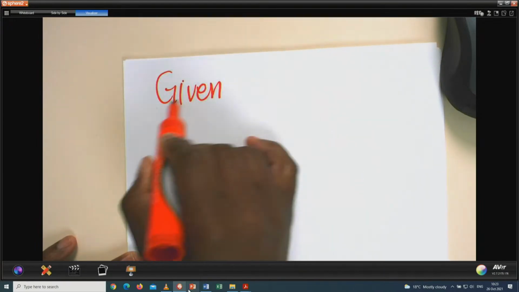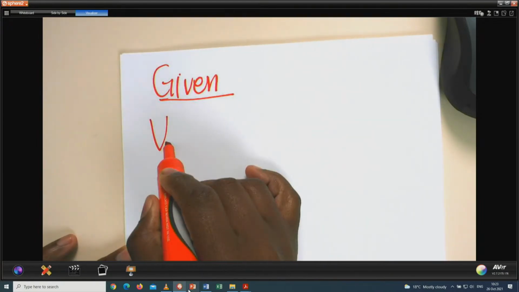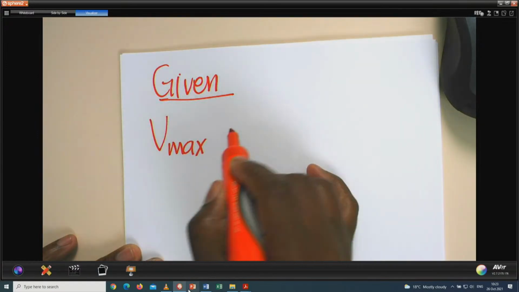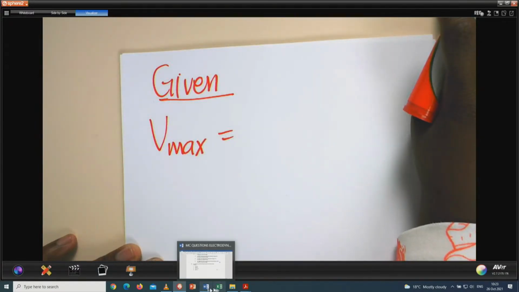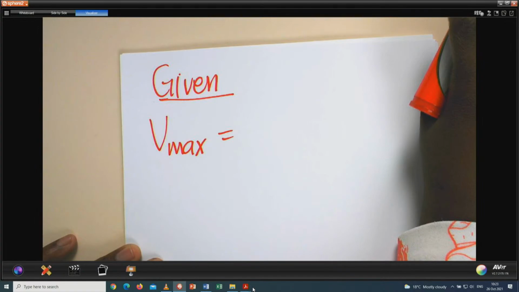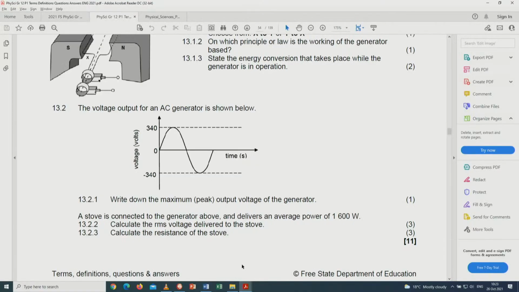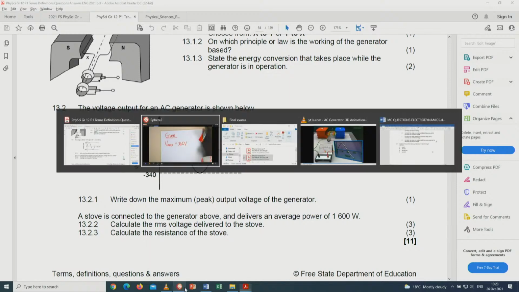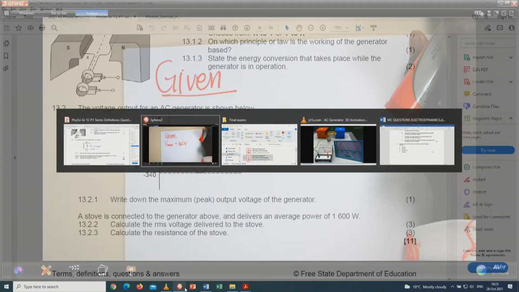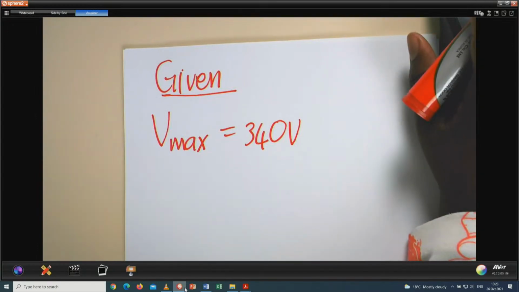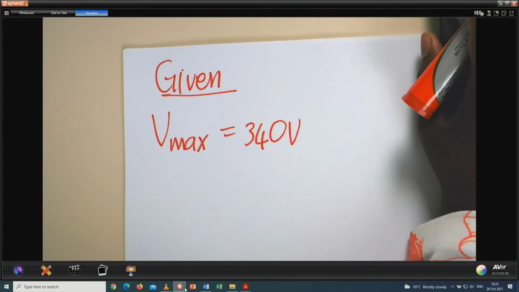So what we have here is that the peak or the maximum voltage that we are having there is how much? From the graph, we can see that it is 340 volts. It's 340 volts.